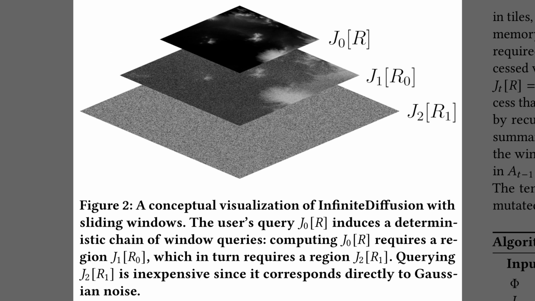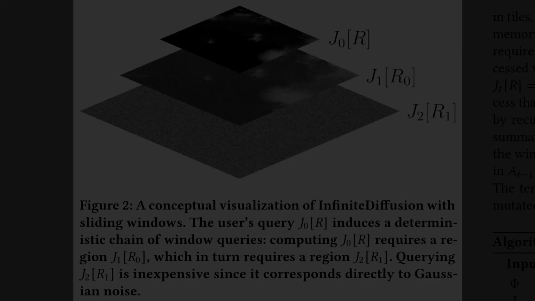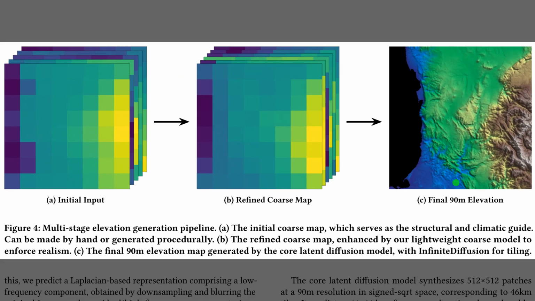So, Figure 1 showed what the system can produce. Figure 2 explains how a single patch is actually generated over time. Figure 2 shows 3 stacked layers, which represent the same region at different diffusion steps, from pure noise at the bottom to a clean terrain patch at the top. A user query for the final image patch triggers this chain of window queries, so each layer depends on a slightly larger region beneath it. The lowest layer is cheap to query because it is just Gaussian noise, and the cache only stores intermediate results that get reused.